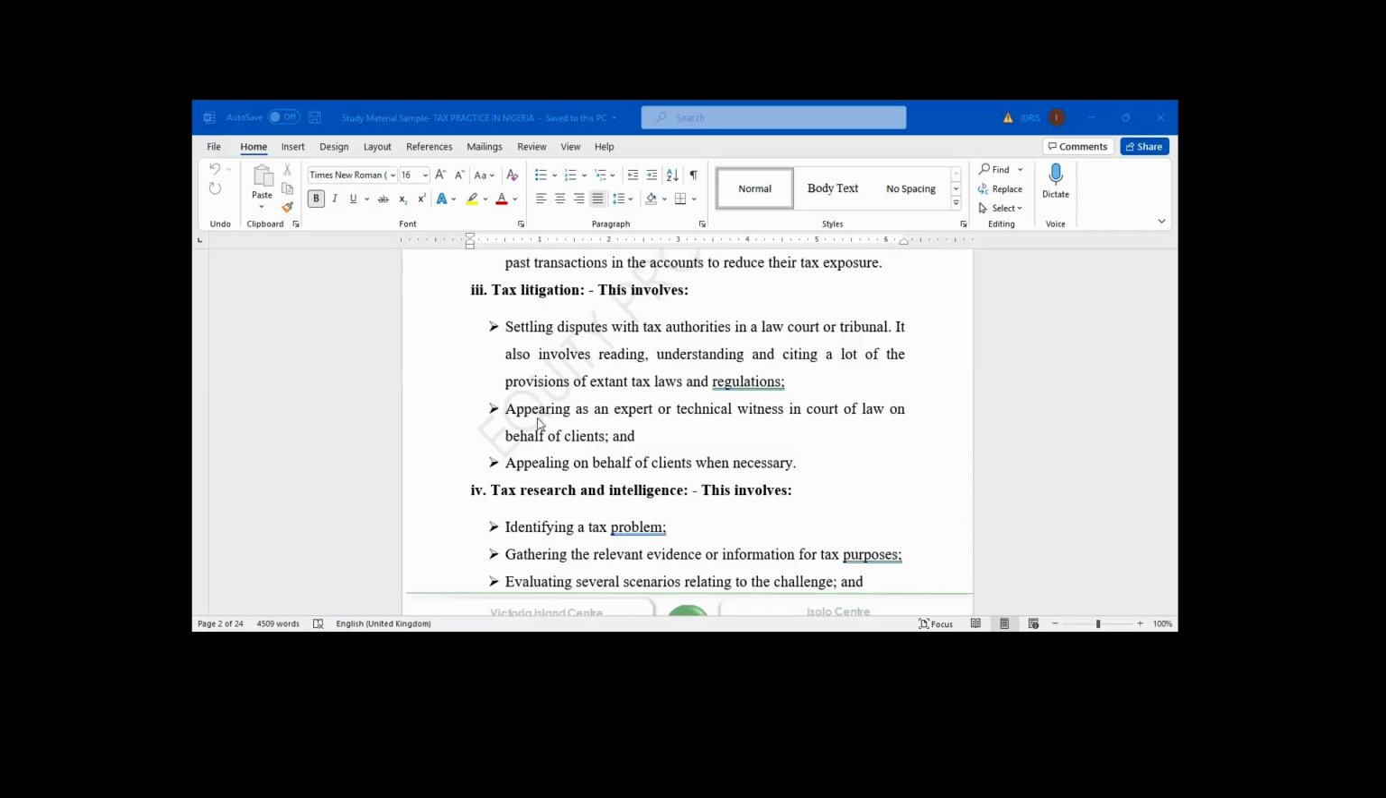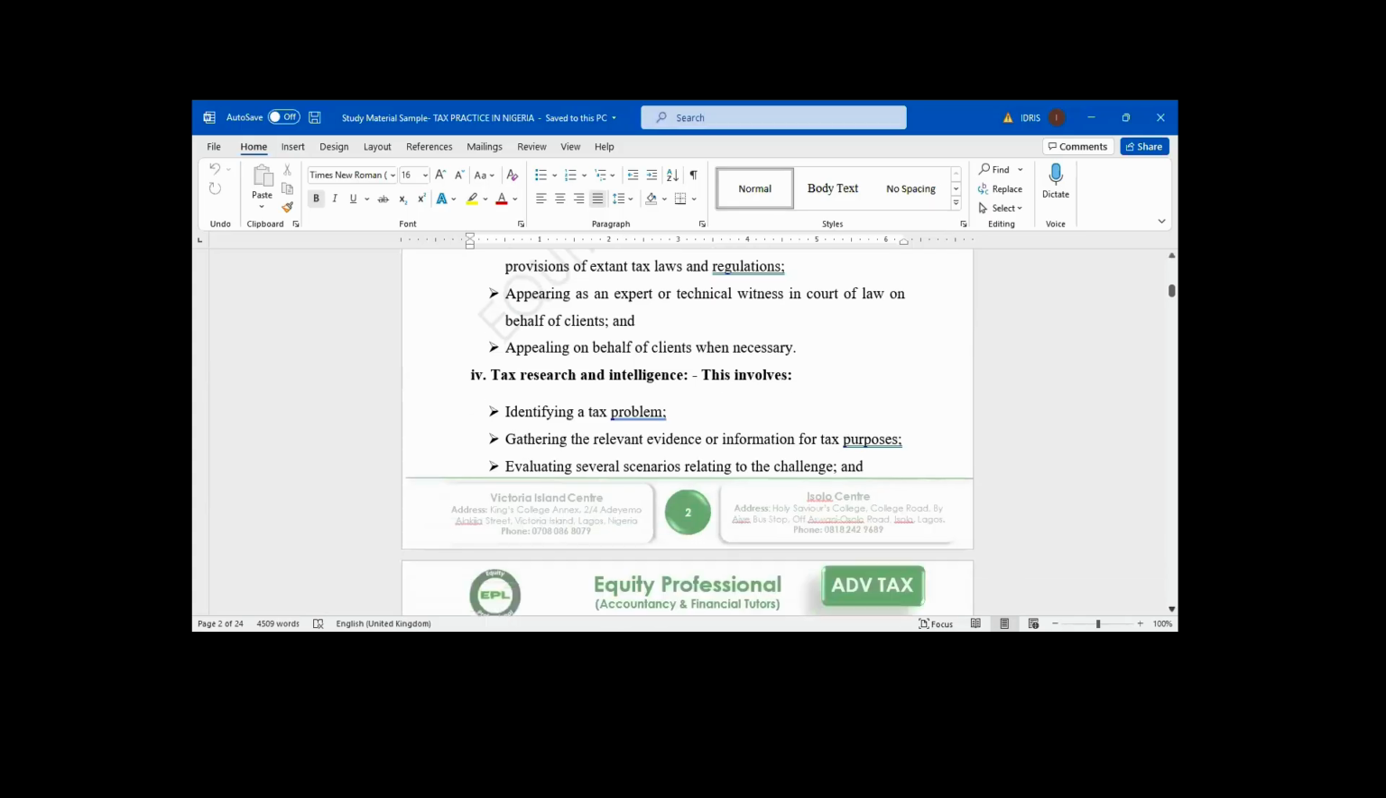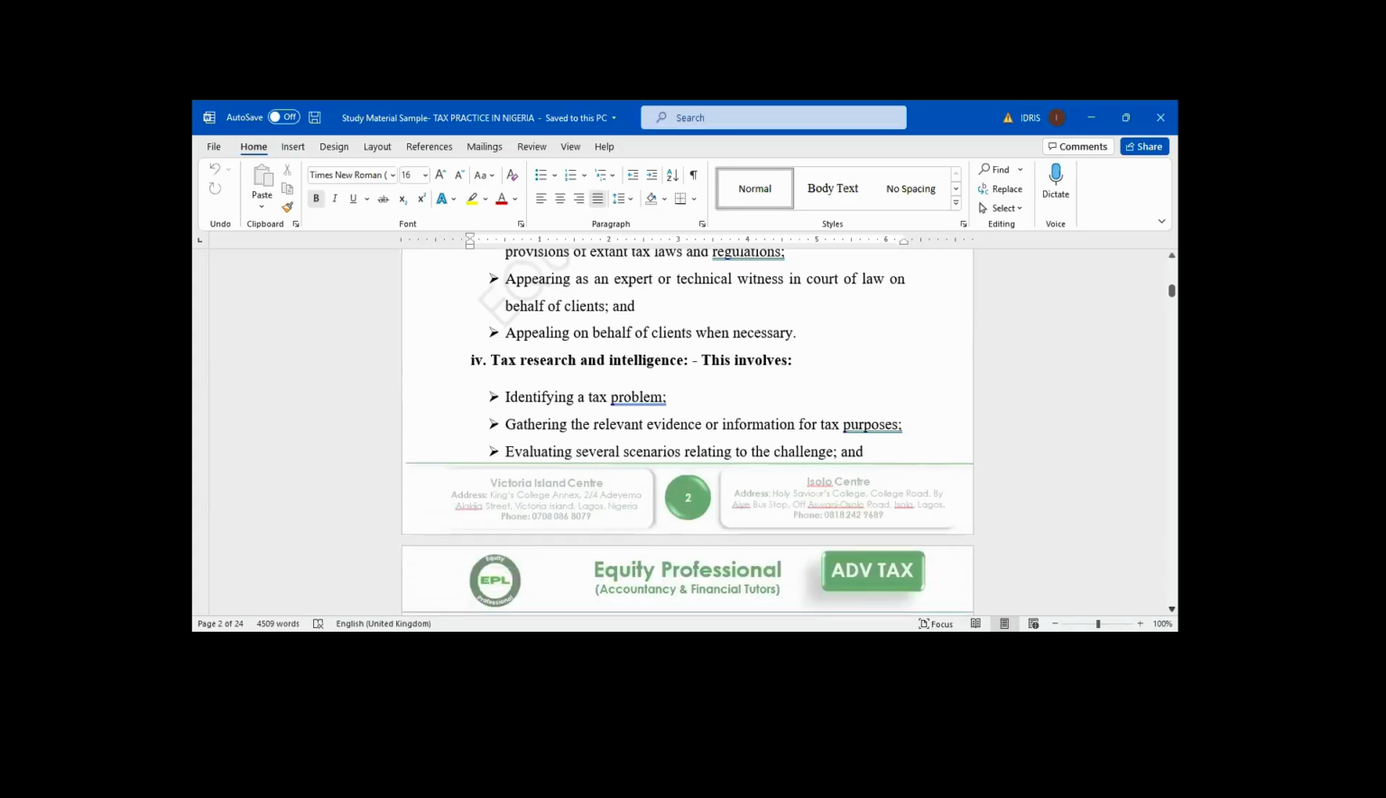So, the fourth element of tax practice that we have is called tax research and intelligence. This is the fourth element of tax practice. What does a tax practitioner do under tax research and intelligence?